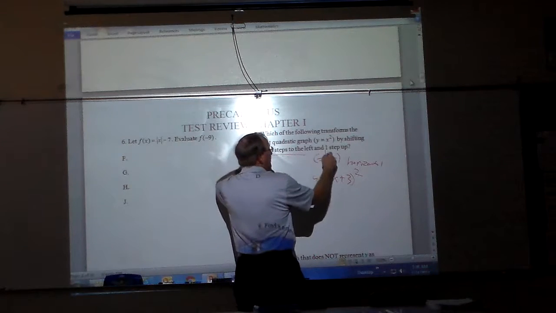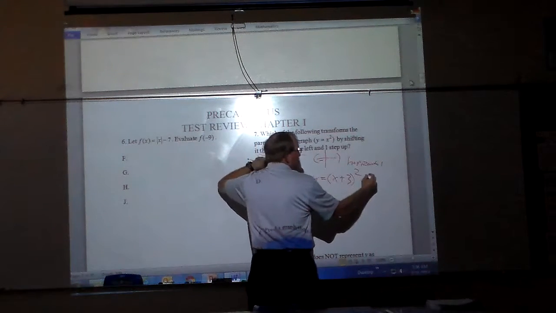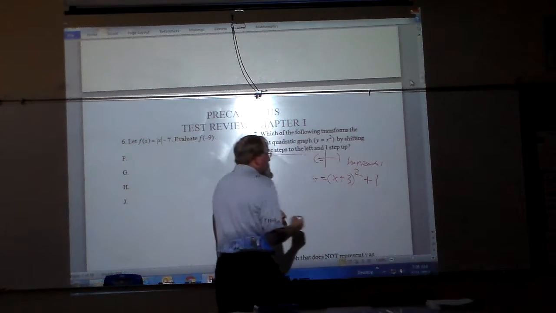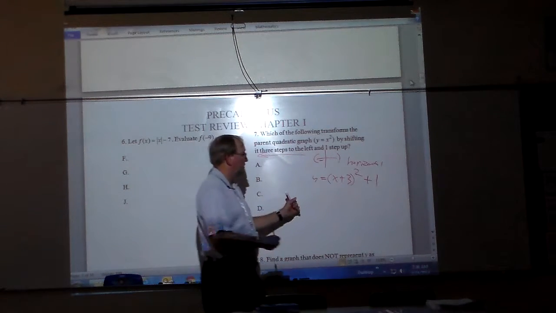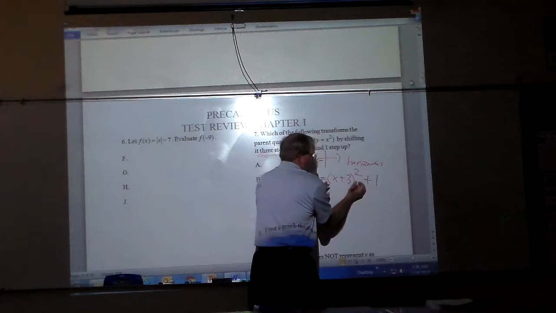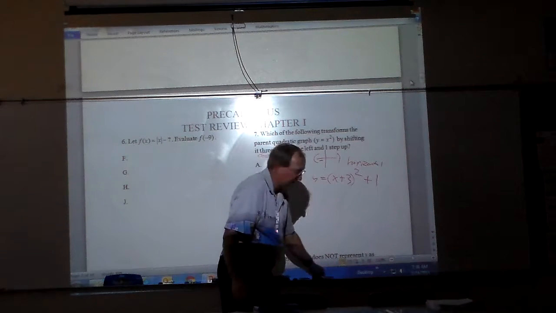And now the vertical part, though, is just a shift 1 step up, which means a plus 1 on the outside. So that would be the answer to this one right here. It would be y equals the quantity x plus 3 squared plus 1.